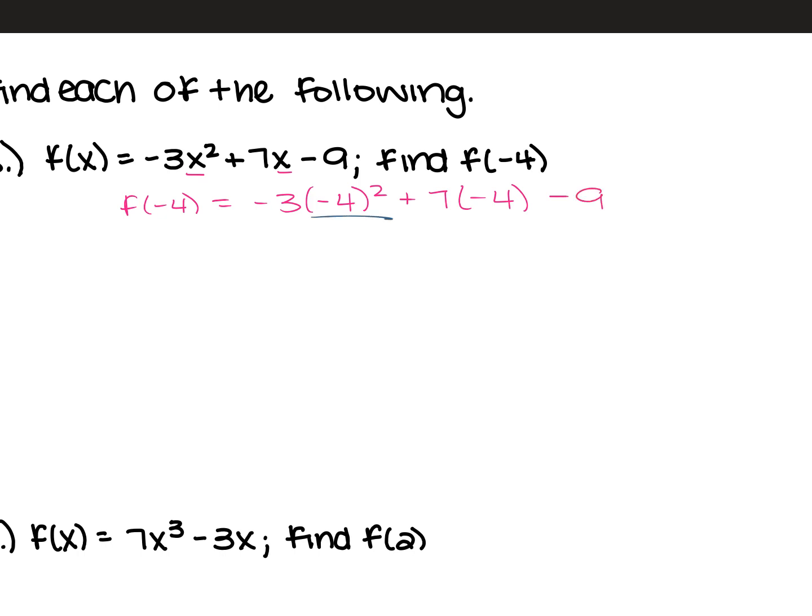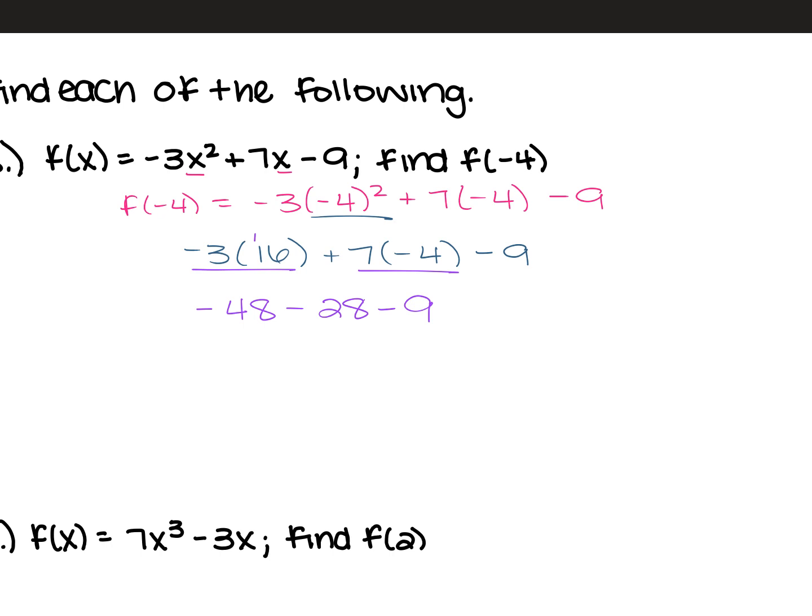Simplify that negative 4 squared first. That's going to give you negative 3 times 16 plus 7 times negative 4 minus 9. From here, multiply. So you're going to multiply the negative 3 times 16 and the 7 times negative 4. Your negative times a positive is going to give you a negative. 3 times 6 is 18. You carry the 1. 3 times 1 plus 1 is 4, so that's negative 48. The 7 times negative 4 is negative 28. And then you have that minus 9 as well.